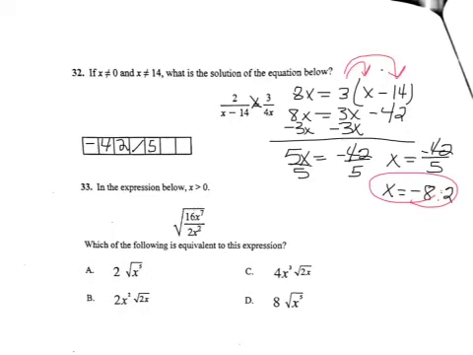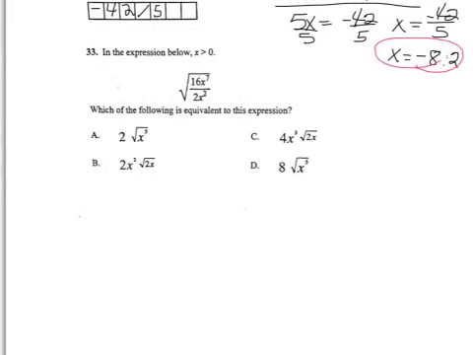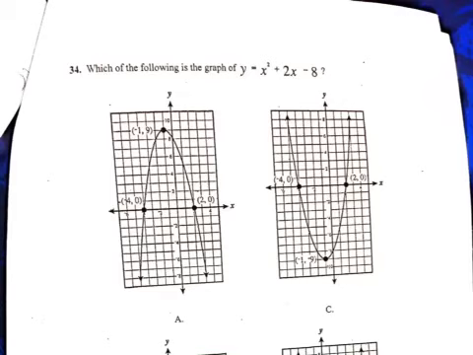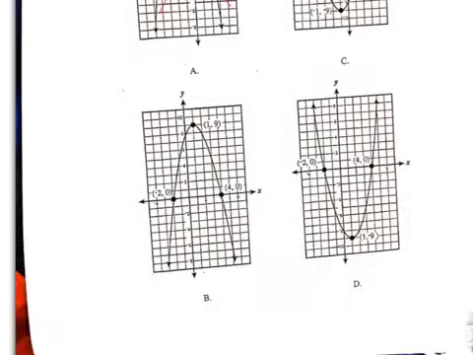All right, so number 33, that's one of those ones that we are going to skip. Number 34 should look familiar. We know that we're looking at the graph to determine first probably if it's a smile or a frown, and in this case, because the coefficient of x squared is positive, it's going to be a smile. So I'm going to eliminate this choice and this choice.